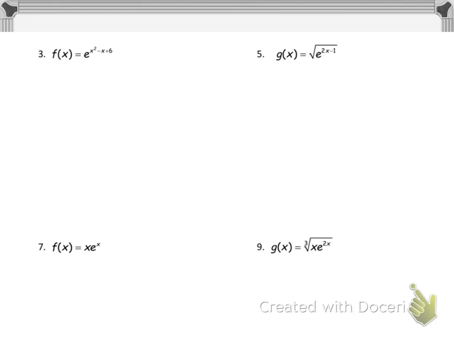Okay, so here's question 3. So I'm going to take the derivative. F prime of x is going to be, write down what you see initially.